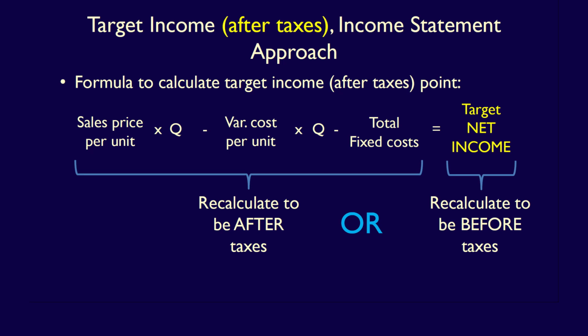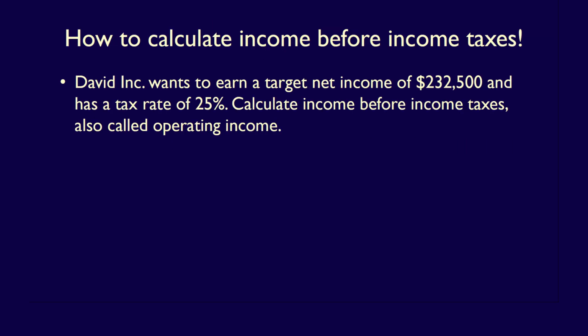Since the left side has a larger formula, we're going to do the easiest thing and recalculate the right side to a before-tax operating income number. Let's do it. David Inc. would like to earn a target net income, also called income after taxes, of $232,500. The company has a 25% tax rate. Calculate the income before income taxes, also called operating income.